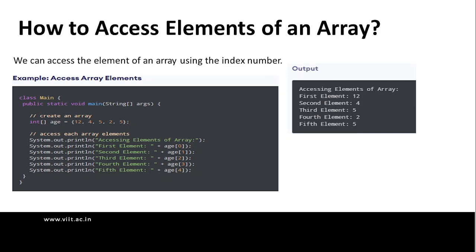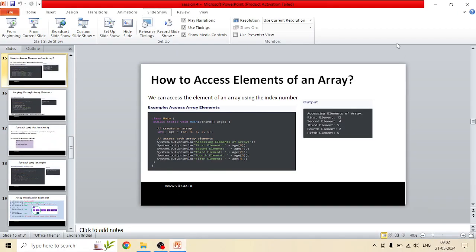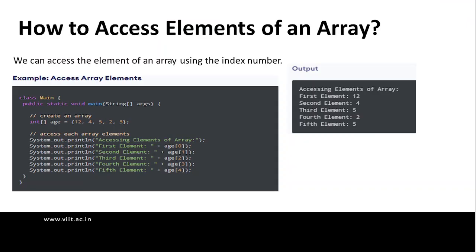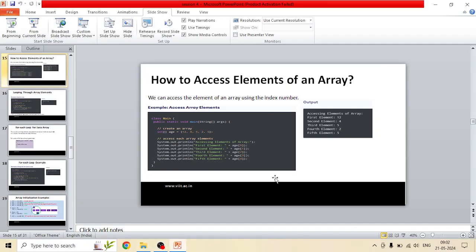Let us try this example in Eclipse. In the example we will declare a class and have a public static void main method with an argument array of String type. Here we will create an array of 5 elements, like int age with these 5 elements, and we can access these elements: first element, second, third, fourth, fifth, indices 0 to 4. Let us see this example in Eclipse.